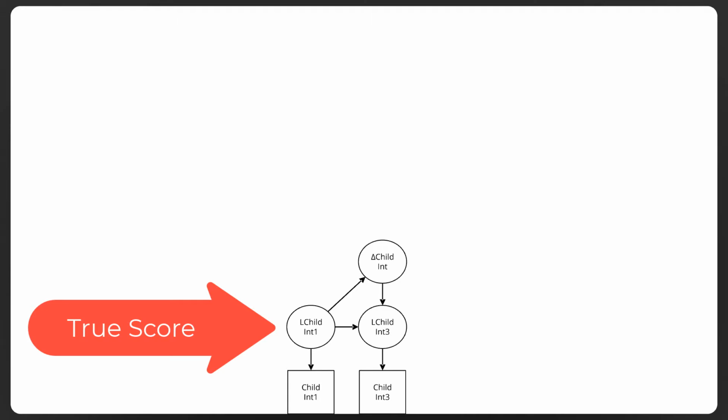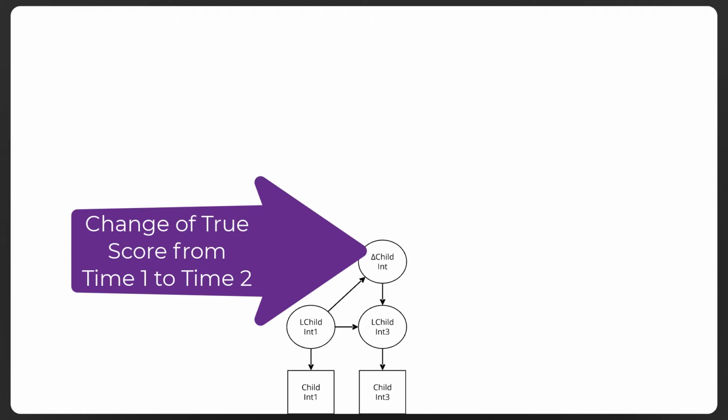So there's the L child, the latent child. That's the pure child internalizing at time 1. And then the one right next to it's the pure child internalizing at the third grade. We can look at how time 1 predicts the third year, and then we have a different score. That triangle or delta is the difference between time 1 and time 2.